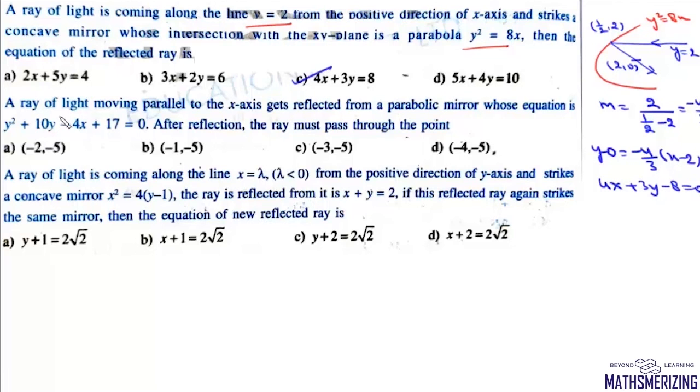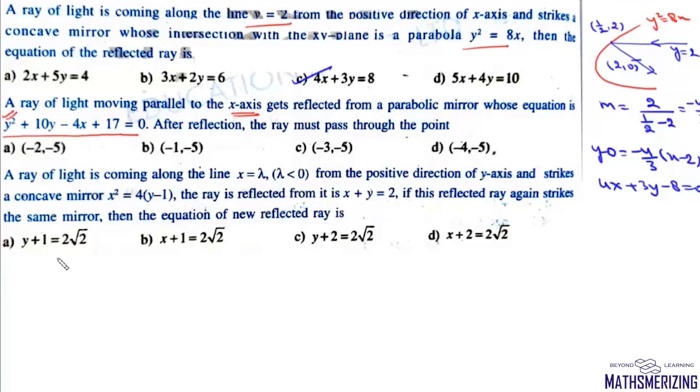Now the next question is, a ray of light moving parallel to x-axis gets reflected from parabolic mirror whose equation is y square plus 10y minus 4x plus 17 equals 0. After reflection, the ray must pass through the point. So we know that any line which is parallel to x-axis, which actually is axis of this parabola, should pass through focus of this parabola. So all we need to do is find focus of this parabola.